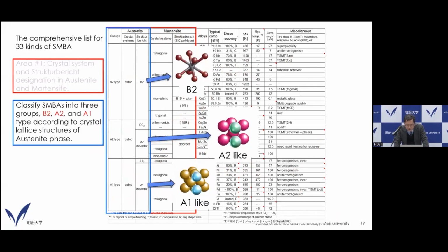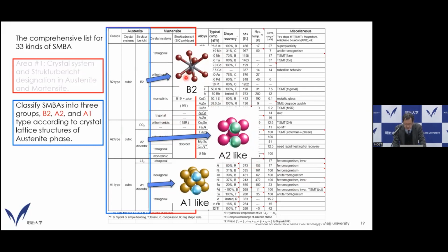So this blue area shows the crystal system and the crystal lattice structure in austenite phase. I can classify shape memory binary alloys into three types: B2 type, A2 type, and A1 type, according to the crystal lattice structure in austenite phase. Please look at these figures. They show the crystal system of each unit cell.